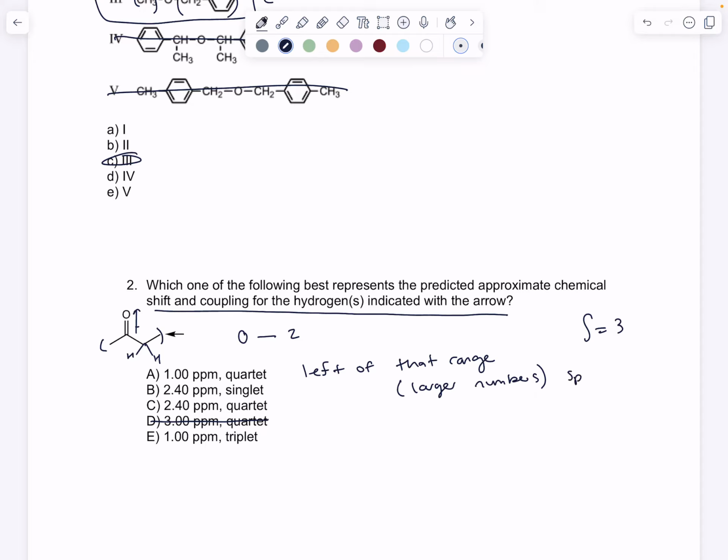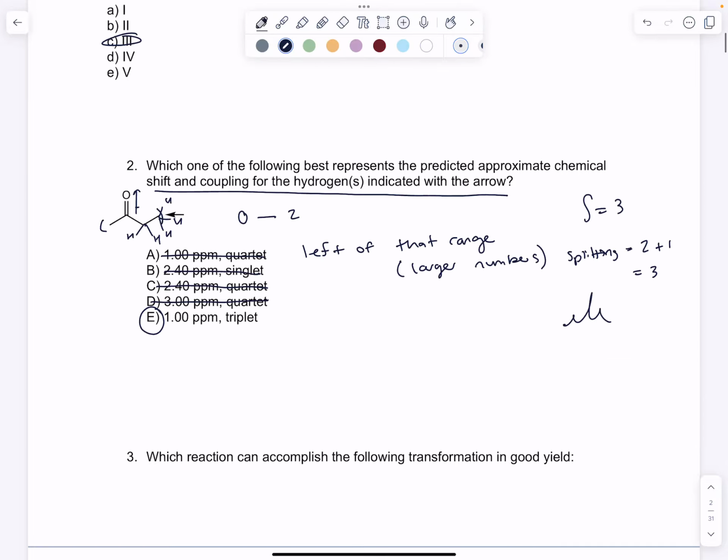So the splitting pattern is going to be equal to N, which is the number of neighbors, so 2 plus 1. So the splitting is 3, so it'll be a triplet. It'll look like this. Okay, so based on that, I'm seeing, all right, we have a quartet, a singlet, and a quartet. None of that makes sense. There's only one possible answer here, and that would be this shift being around 1 and it being a triplet. Okay, so that's how I'd approach that.